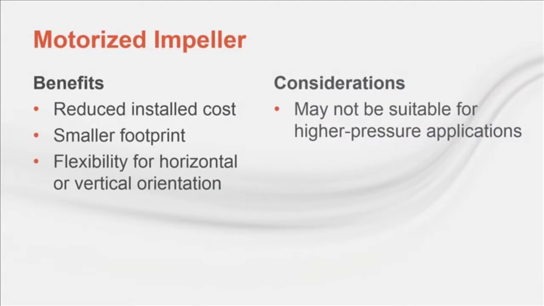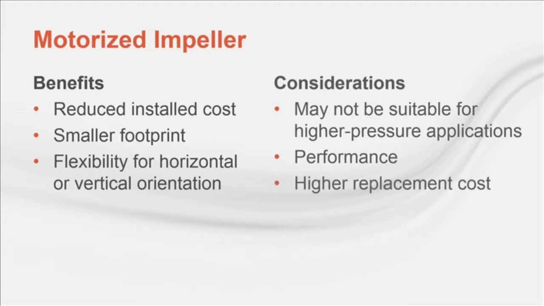But there are some additional considerations. Motorized impellers tend to top out around 5 inches of static pressure, so they may not be suitable for higher pressure systems. Next, as we will discuss shortly, there may be better performing fan choices available. And finally, the replacement cost of a fully integrated assembly can be quite high. Motorized impellers perform well, but there are some trade-offs when compared to the best DDP fan systems.